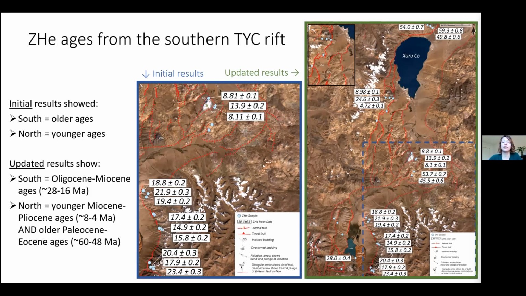And what we were starting to see is more of a concentration of Oligocene to Miocene ages near the Ganges range in the south, while to the north of the Ganges range, we can find both younger Miocene to Pliocene ages, as well as older Paleocene to Eocene ages. So another way of looking at this data to help make sense of everything is to plot date versus latitude for all samples.